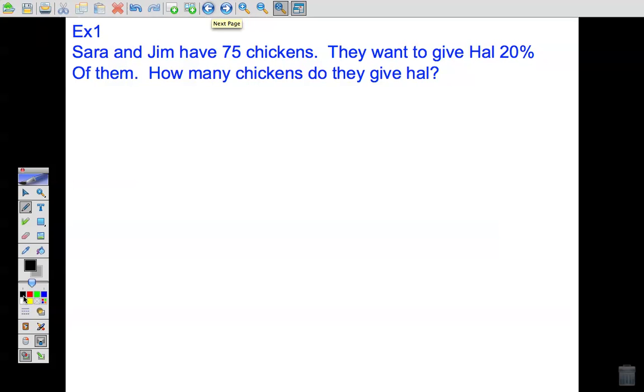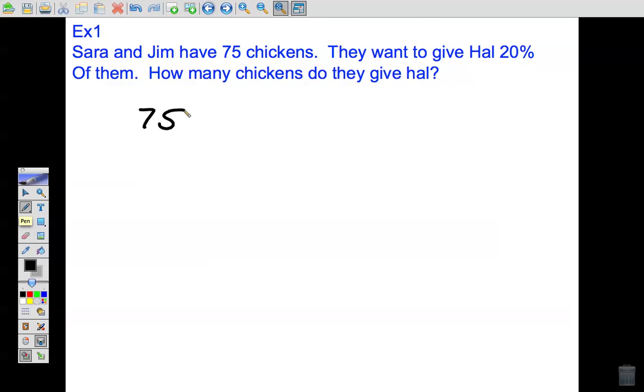All right, in example 1, it says Sarah and Jim have 75 chickens. They want to give Hal 20% of them. How many chickens do they give Hal? And what we're looking at is the original total, right? So between Sarah and Jim, they have 75. So that's the original total that they have, and they're going to give Hal 20% of them.